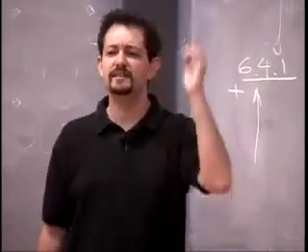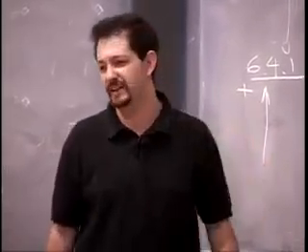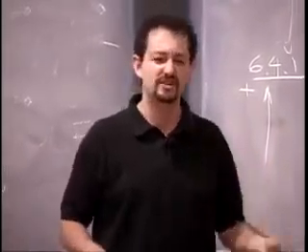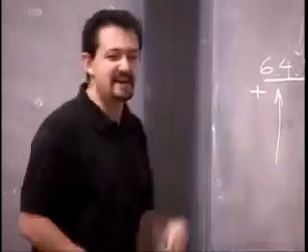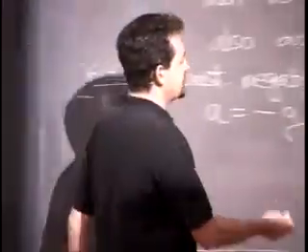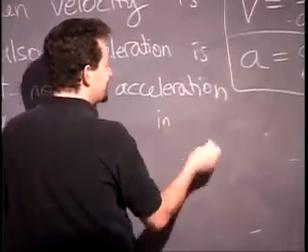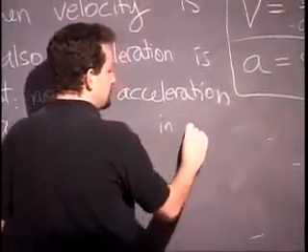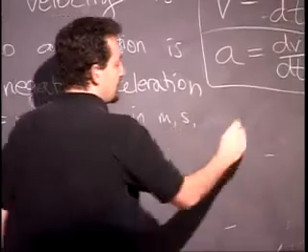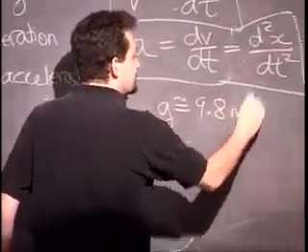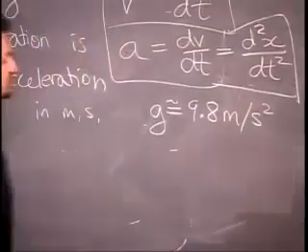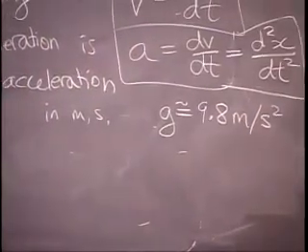Well, every second it changes by 5 meters per second. So it's 5 meters per second change every second. That's meters per second per second, which is a little ad hoc reason of why it's meters per second squared. So in meters and seconds, g happens to be approximately 9.8 meters per second squared, which I'll write as m per s2.